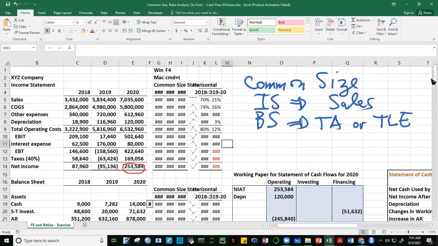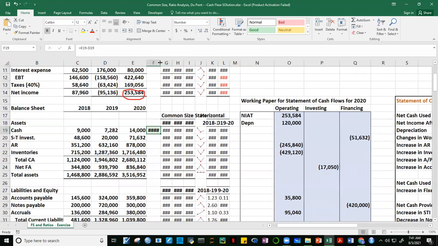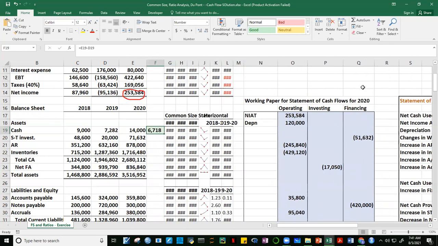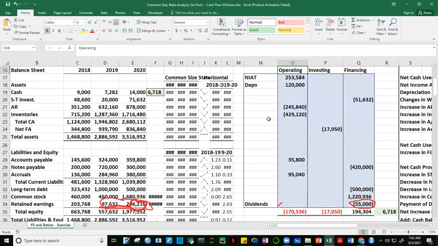Okay, so we'd like to investigate this amount, 6,718. We again divide the activities into operating, investing, and financing. We go through the balance sheet, and as a general rule, if an asset increases, then it's a use of cash. For example, the short-term investment went from 20,000 to 71, and this goes to financing. So 51,632 negative because it's a use of cash. So the same goes for the others, guys.